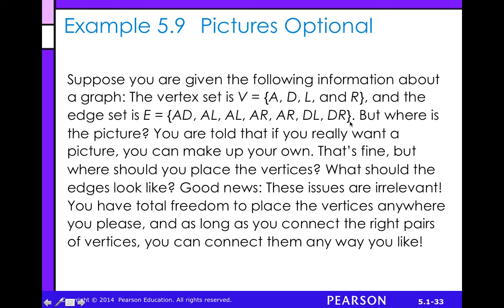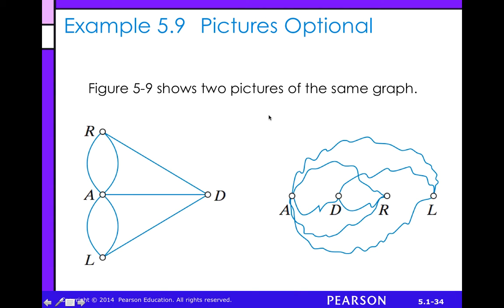Well, where's the picture? Well, you can make one if you want. That's fine, but where should you place the vertices? What should the edges look like? I mean, presumably there are all sorts of pictures you can make, like the edge from A to D. Is it curved or straight? These 2 edges from A to L, are they squiggly or straight? You know, whatever.